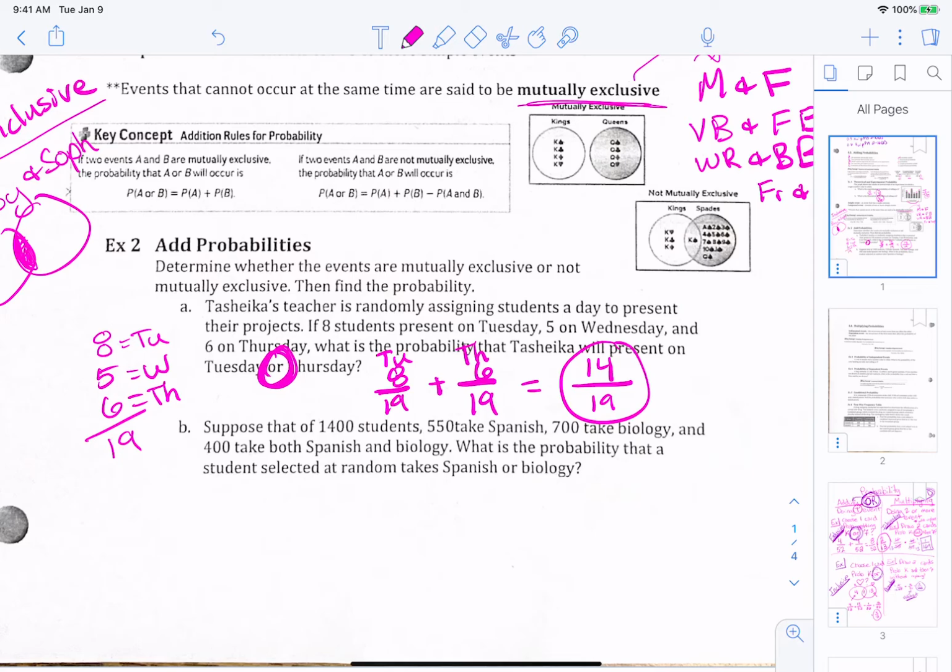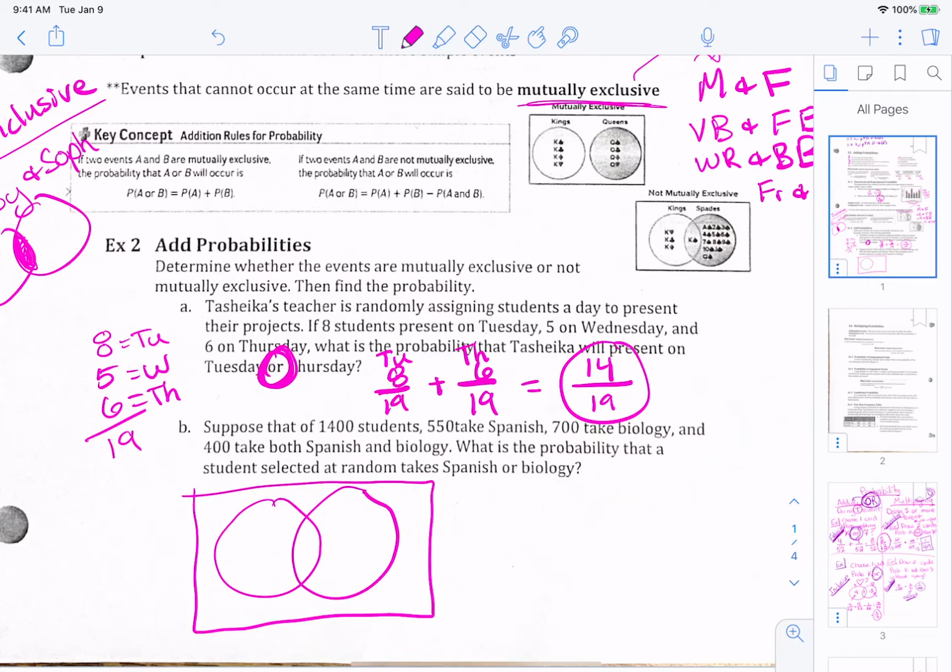B, suppose that of 1,400 students, 550 take Spanish, 700 take biology, 400 take both Spanish and biology. This is really super confusing. Okay, so I'm going to do a box here, and I'm going to draw a Venn diagram inside of the box. This will help sort our thoughts out. There are 1,400 total students, so I'm going to put total down here as 1,400. I'm going to put Spanish over here, and biology over here. So 550 take Spanish, 700 take biology, and 400 take both.